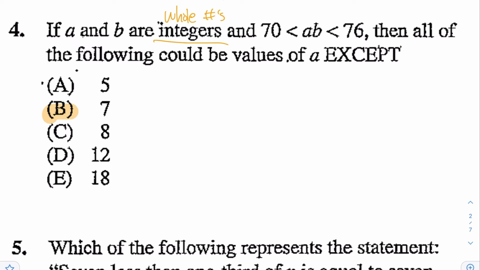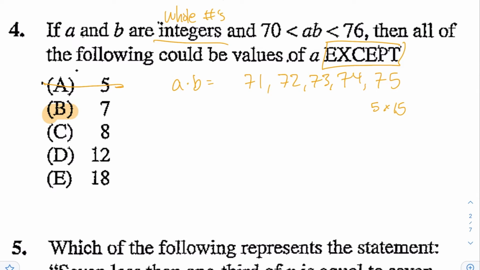So if you look at all the whole numbers between these two, the product A times B could either be 71, 72, 73, 74, or 75. Just go through all the choices and see which one could be possible. For choice A, 5 could be possible because you have 5 times 15, which is 75. So it could be choice A. Again, we're looking for the one that is the exception, where it can't be equal to that number.